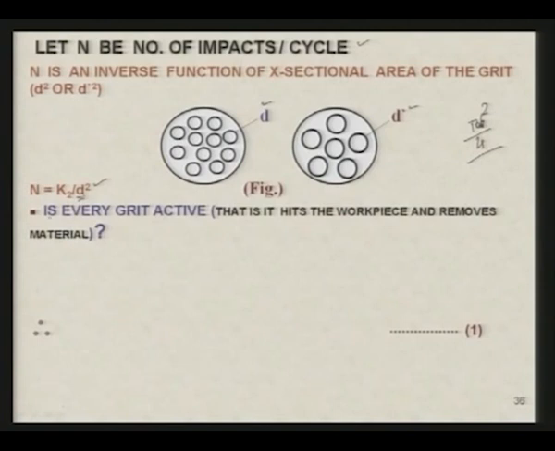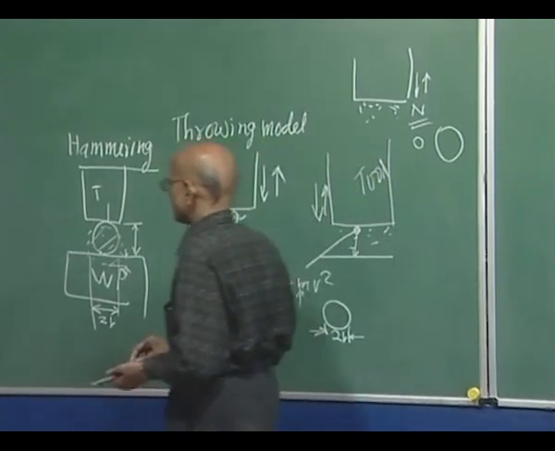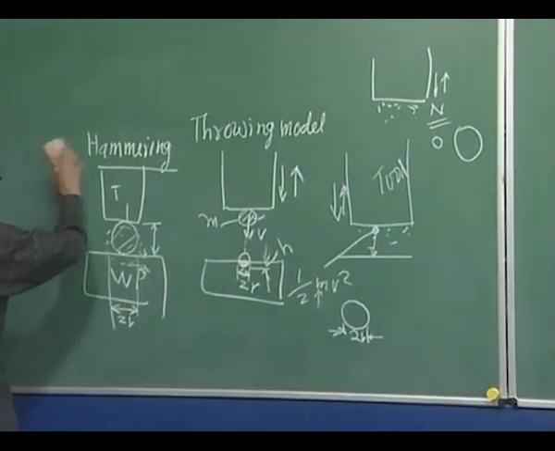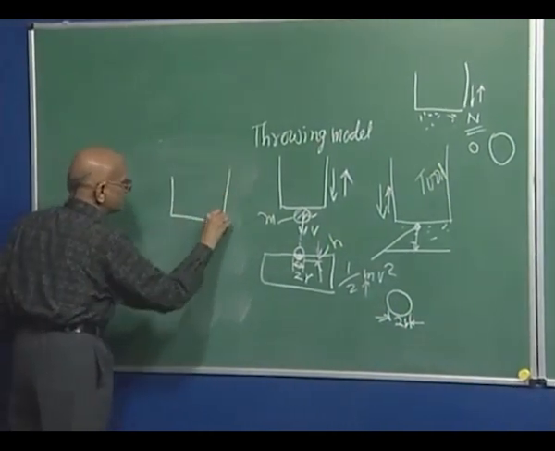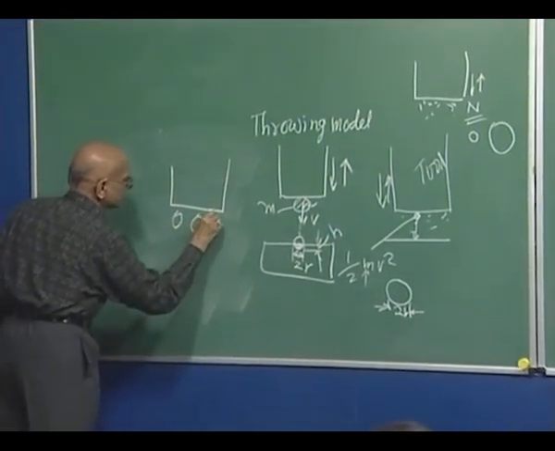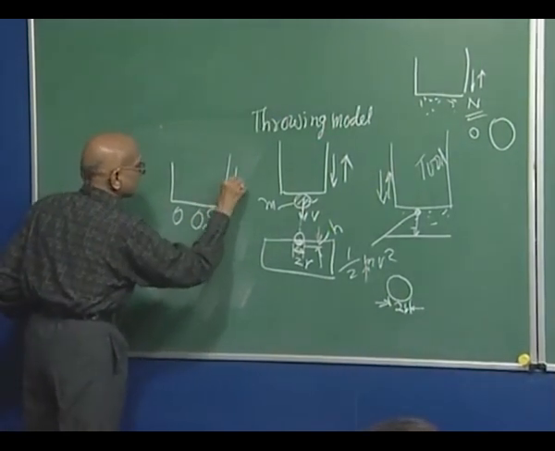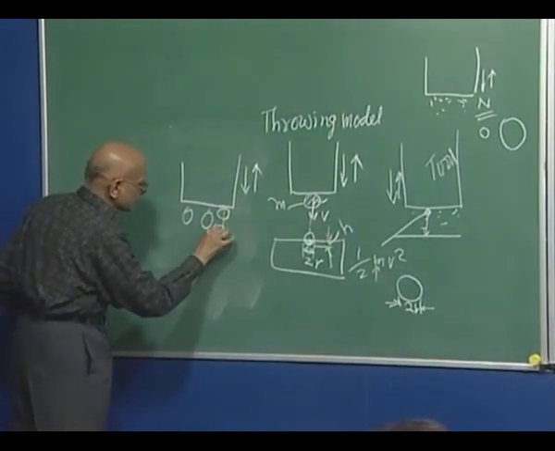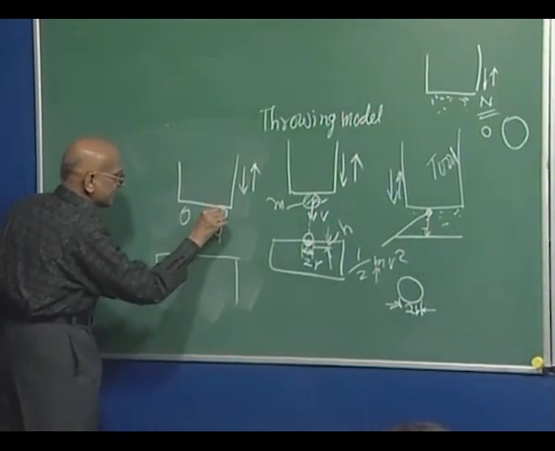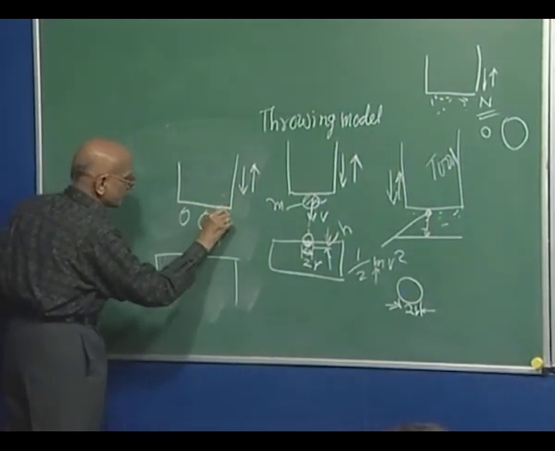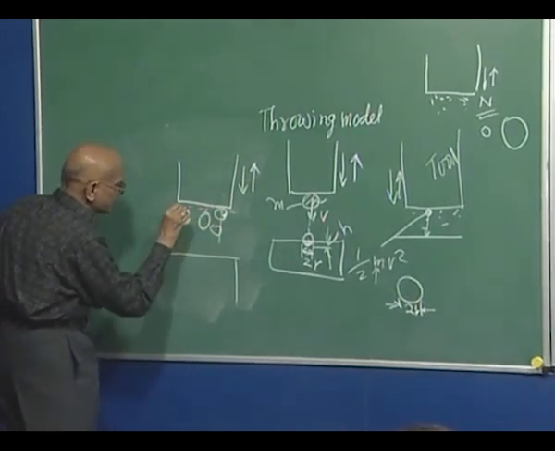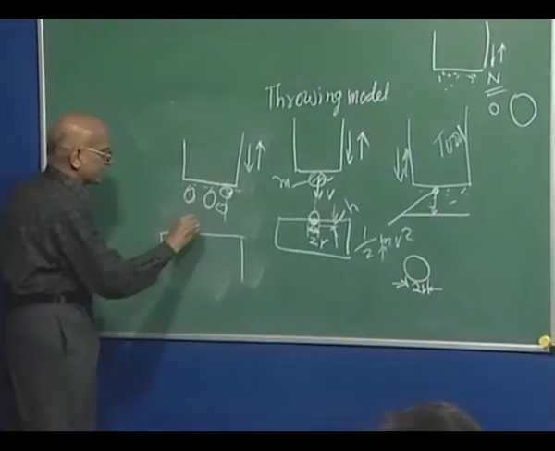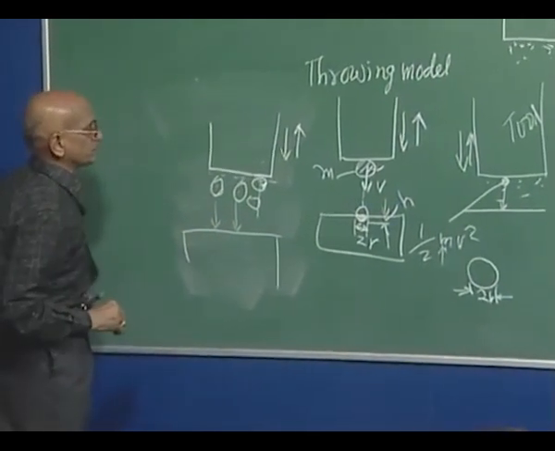Is every grit active? Now, this is a very important question, whichever particle is under the tool, whether it is active or not. Let me explain it clearly. This is the tool, there are so many abrasive particles over here. Now, when it is vibrating, say this particular abrasive particle is hit by the tool. Quite possible that other particles like this or this may not get the impact from the tool, and they may not be able to hit the workpiece surface.